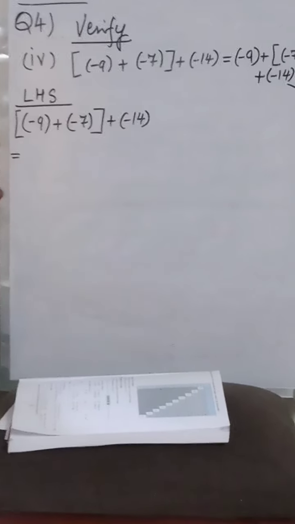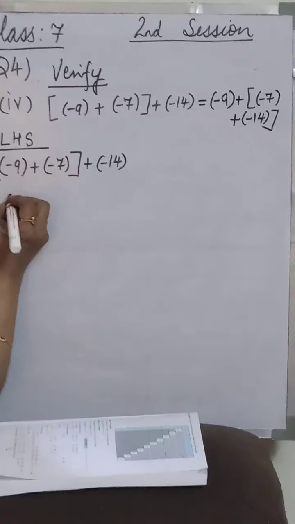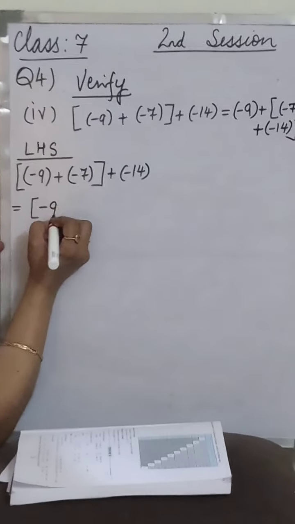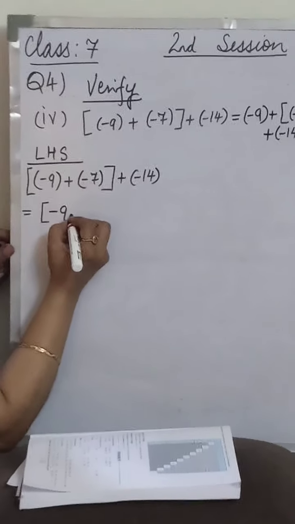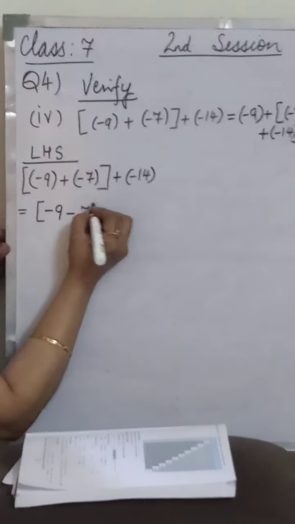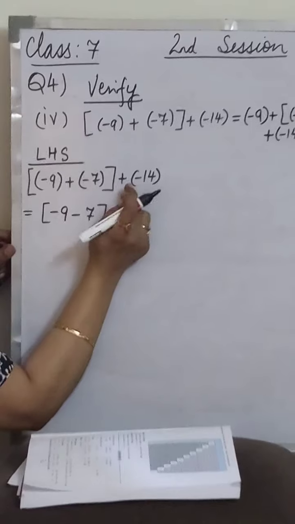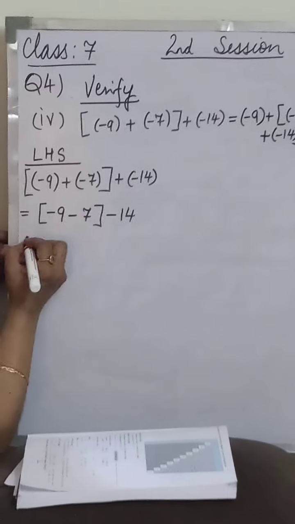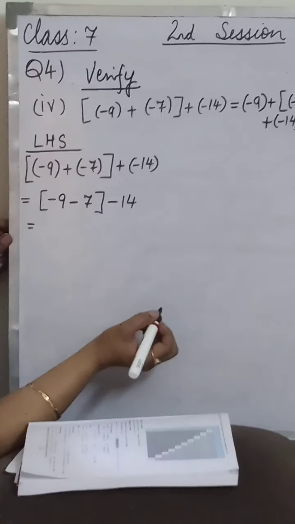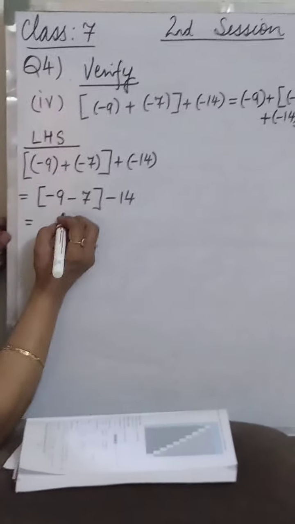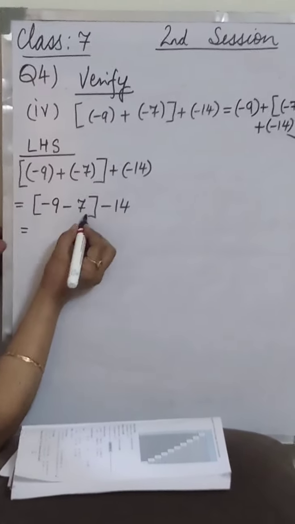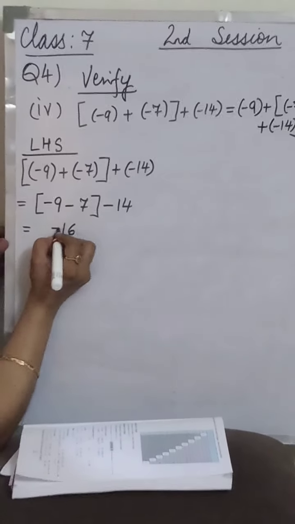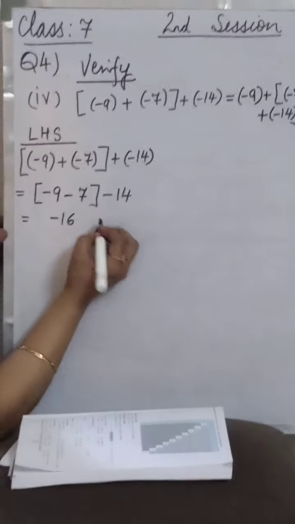Let's solve the LHS part. So we remove the small round brackets. That is minus 9 plus minus will become minus, and 7. Now this will become plus minus, minus and 14. Both are having the same sign, so the integers need to be added, and 9 plus 7 will give you 16, and the sign of the greater number, that is minus.